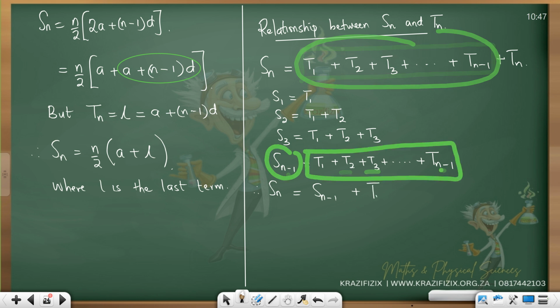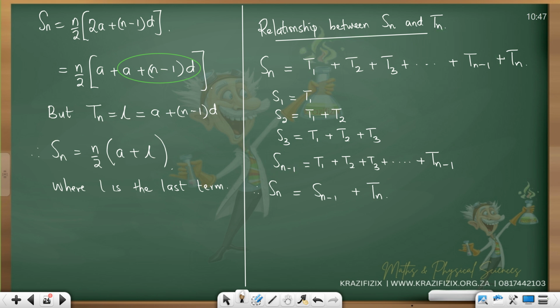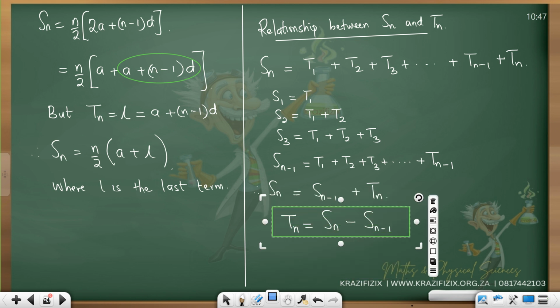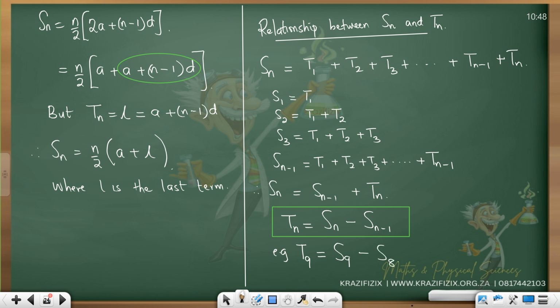Plus the last term, Tn. And I'll show you this now quickly. We can then make a conclusion to say, finally, Tn can be written as Sn minus Sn minus 1. This formula doesn't exist on the formula page. For example, T9 will be, my n is 9, right? Will be S9 minus S8.